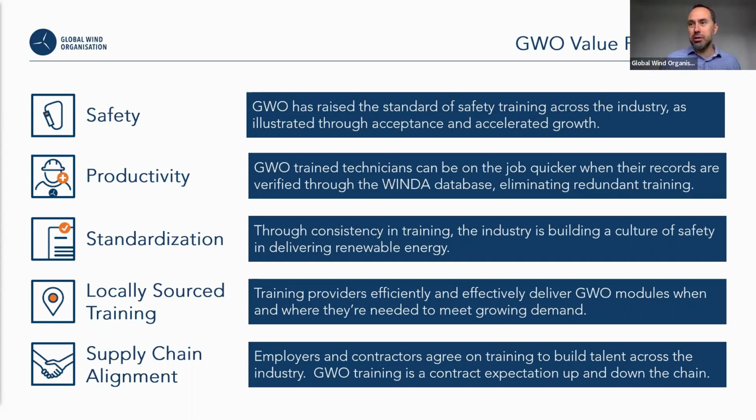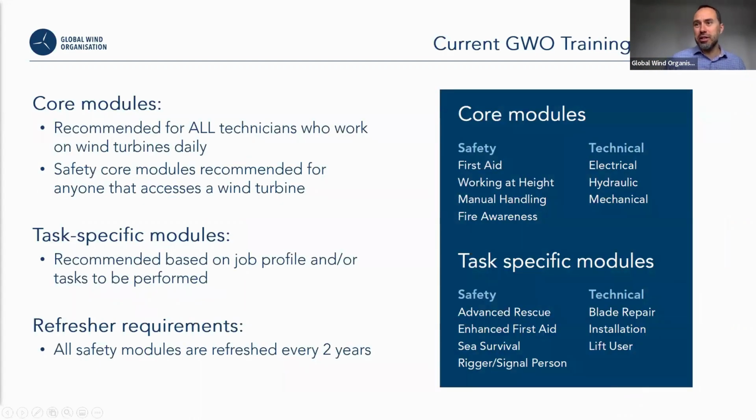And you look at what GWO training has in our portfolio. This is a growing portfolio on a regular basis. In fact, as I'm looking at this, I realize there are 3 more modules that I can add to this list. But you can divide them up into kind of 4 quadrants. You have your core modules, which have a safety and a technical component. And then there are the task-specific modules, which can also be divided into safety and technical.